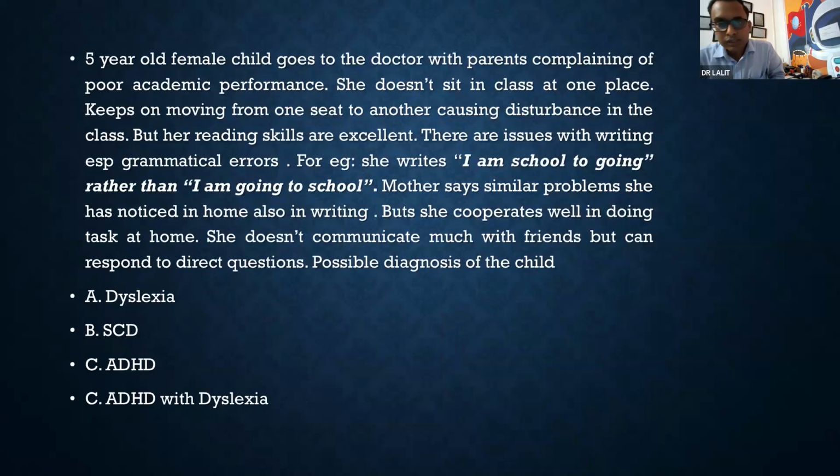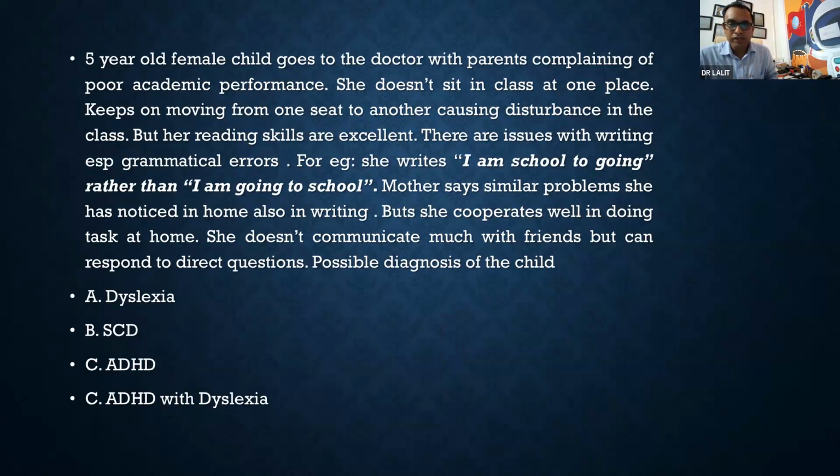So let's come to the next question. A 5-year-old female child goes to the doctor with her parents complaining of poor academic performance. She doesn't sit in one place in class, keeps moving from one seat to another, causing disturbance in the class, but her reading skills are excellent. There are issues with writing, especially grammatical errors.